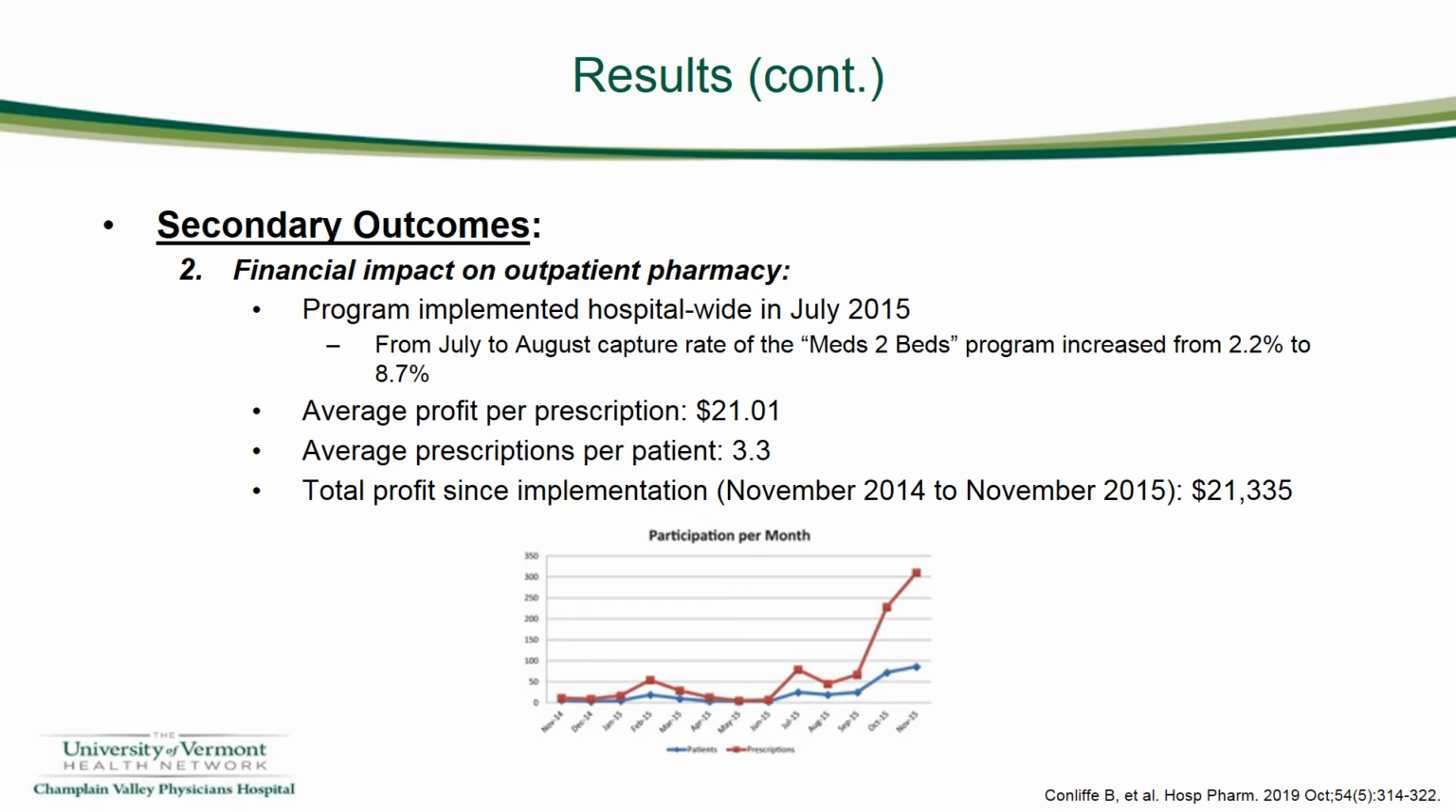The average profit per prescription was $21, and the average prescriptions per patient was 3.3. So since implementation of the program, over the course of the year, between November 2014 and November 2015, there was a total profit of $21,000 for the outpatient pharmacy.